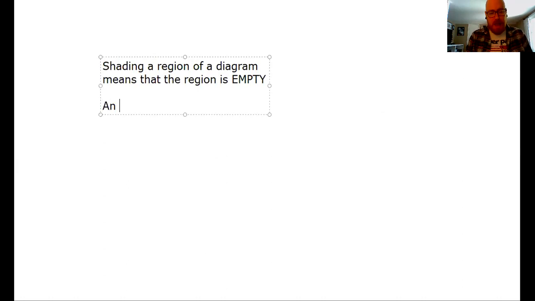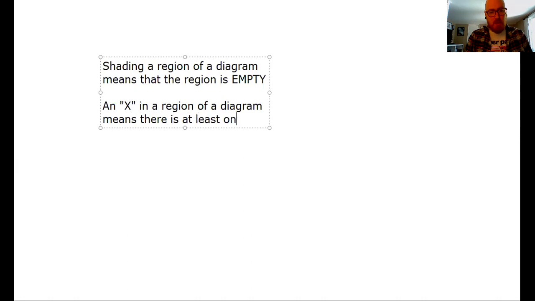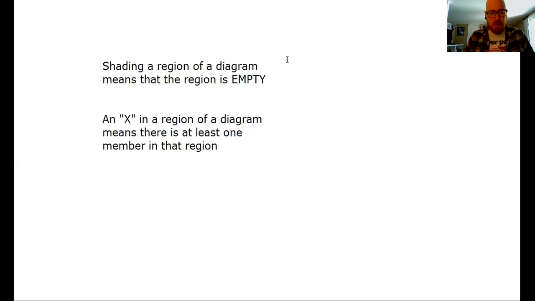Now, an X in a region of a diagram means there is at least one member in that region. So if you shade a region of a diagram, it means that region is empty, and if you place an X in a region, it means there's at least one thing in that region. How we mark universals is we shade. Since we're talking about all and no, you have to account for all the members of a given class with respect to A statements and E statements. With particulars, since you're only talking about at least one S or whatever term you're talking about, that is why you put an X. So you always shade for universal statements, and you always place an X for particular statements.